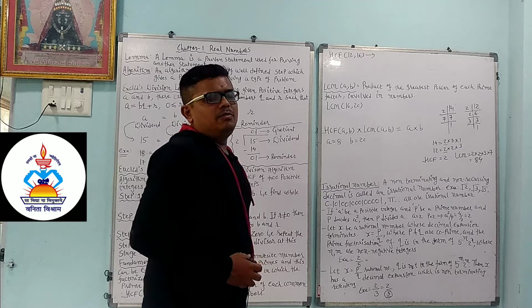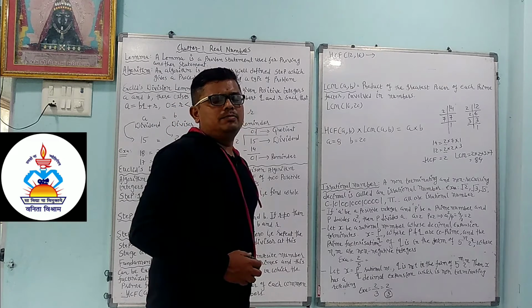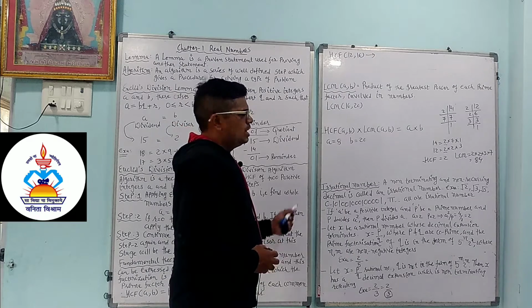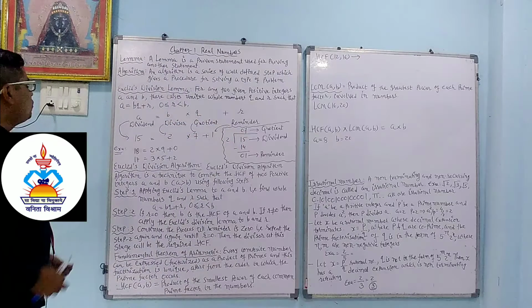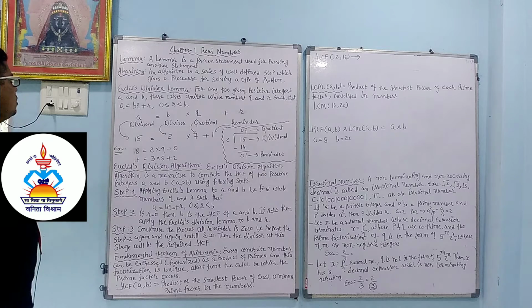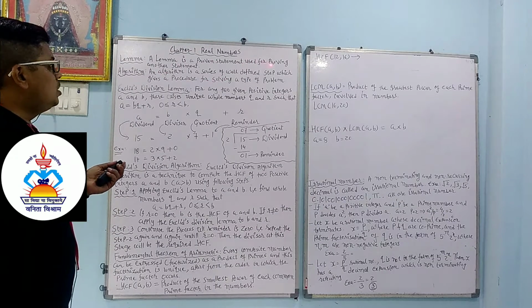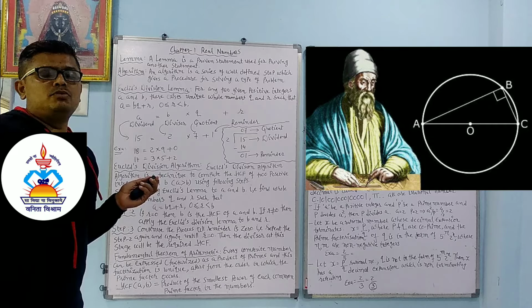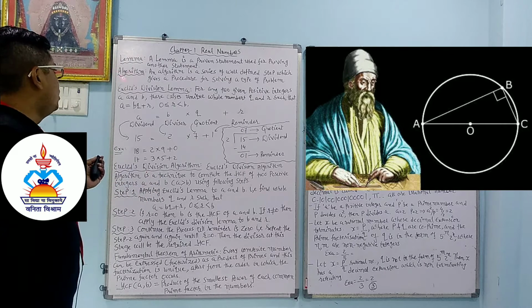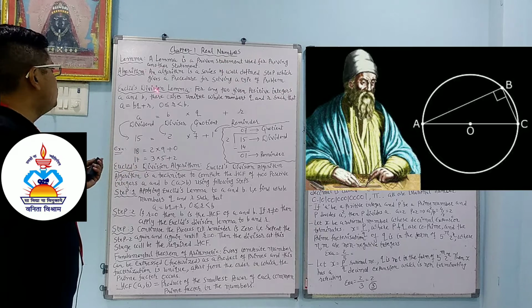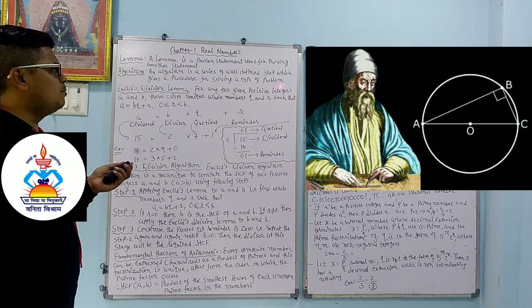Now the same technique we will use to find the HCF and LCM by Euclid's theory as well as by the simple way. So first we will understand what a lemma is. A lemma is a proven statement used for proving another statement. So when we have to prove one statement, we use another proved statement, and that is called a lemma. Algorithm: an algorithm is a series of well-defined steps which gives a procedure for solving a type of problem.